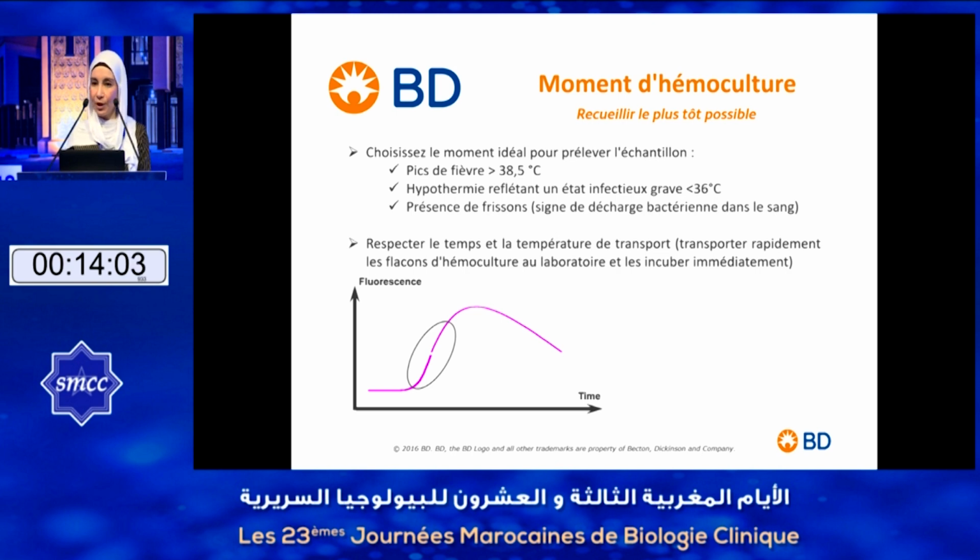Et on est obligé d'acheminer ces flacons le plus rapidement possible au laboratoire. Parce qu'on est obligé de respecter le temps de croissance des germes s'ils sont présents dans le flacon. Donc la détection des germes doit se faire dans la phase exponentielle de leur croissance.